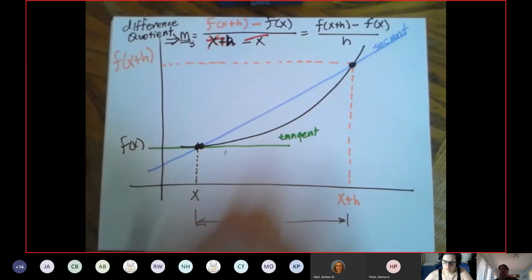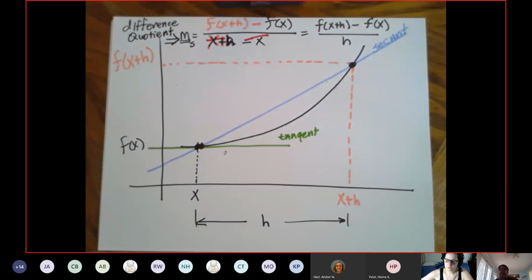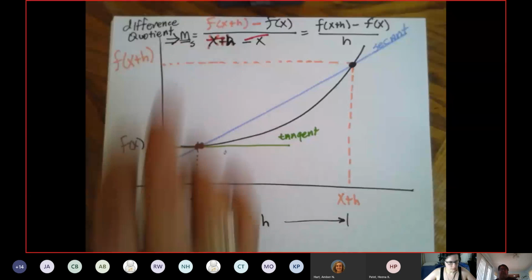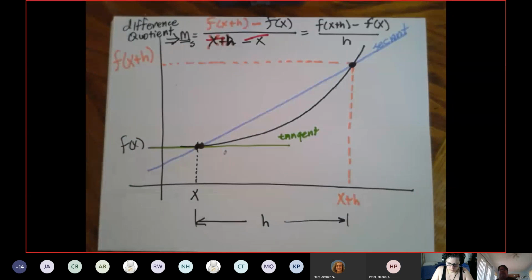So what is the difference quotient? It's just a sophisticated way of writing the what? The slope. You'd be surprised how many people didn't know that. All the difference quotient is, is a sophisticated way to write the slope.